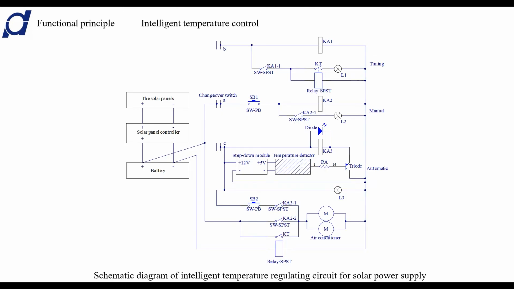The schematic diagram of the circuit that uses solar energy to power the air conditioner is shown in the modified figure. It not only has an automatic mode, but also manual and timing modes.